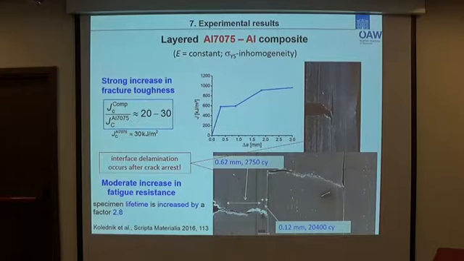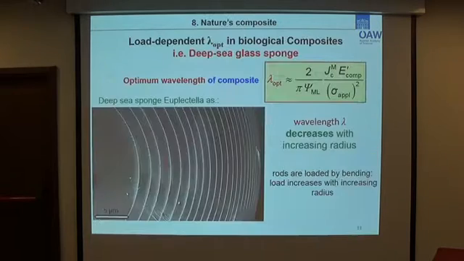We conducted experimental tests on layered aluminum 7075 with soft pure aluminum interlayers. And for this multi-layer structure, according to the experimental results, we found that the fracture toughness of the composite is around 20 times higher than the fracture toughness of homogeneous aluminum material, which is again very interesting.